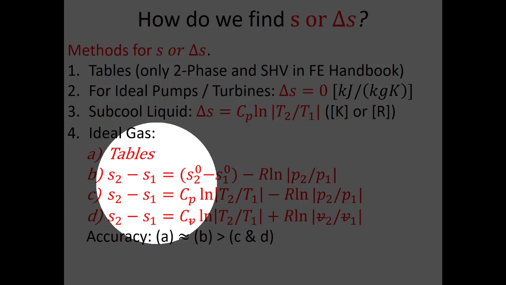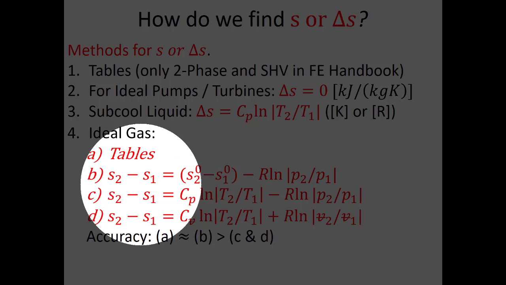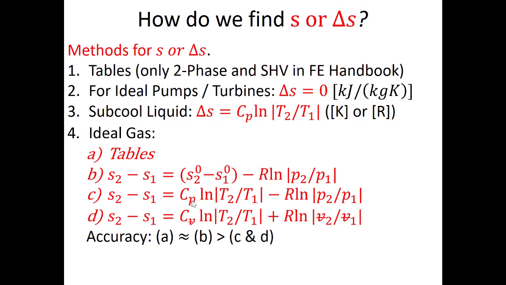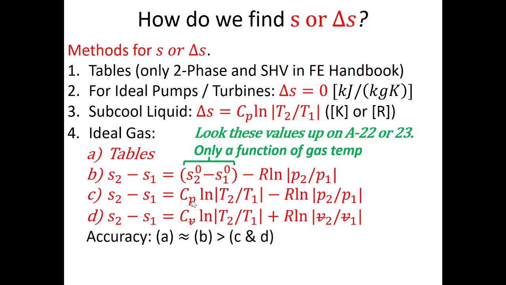But if you're using variable specific heat, you have to use this equation here, if you want to use the tables and get the most accurate answer. So you have to look up the S superscript 0 values on A22 if the gas is air, or on A23 if it's not air.